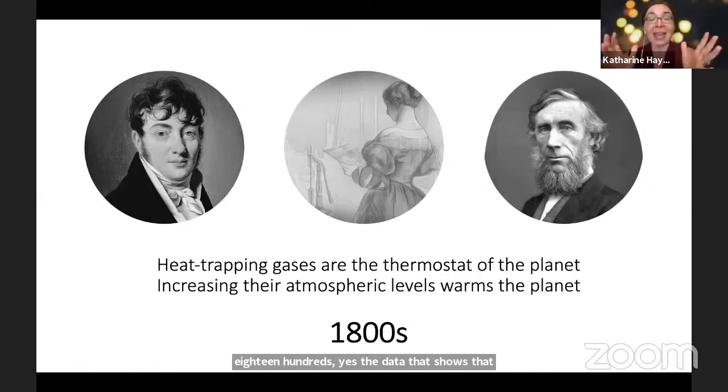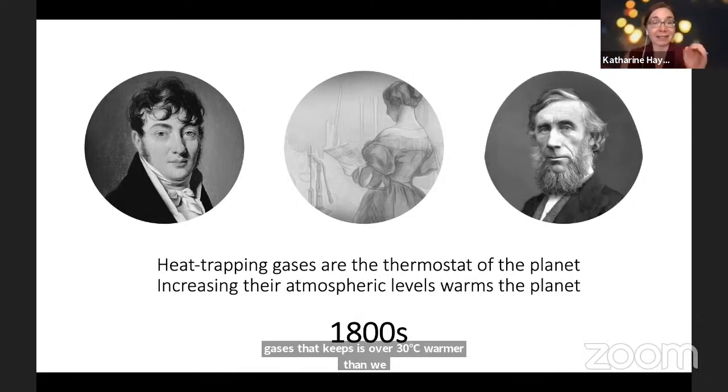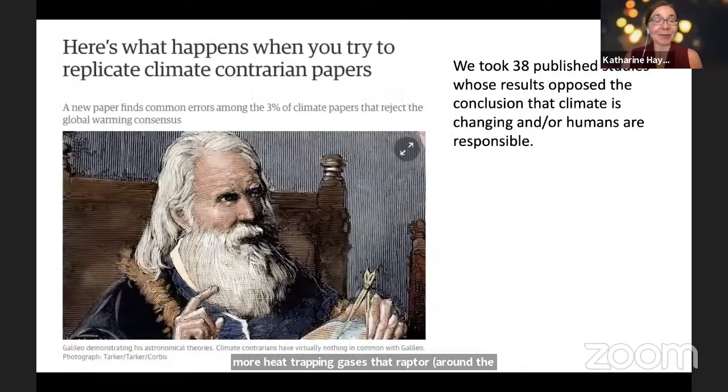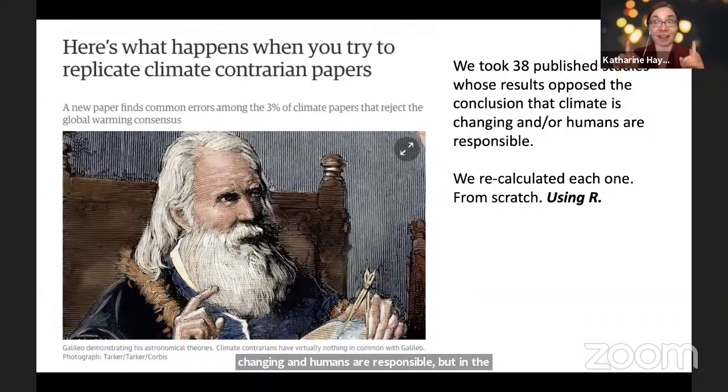The data proving that, and proving that that is why the world is warming, was collected and analyzed in the 1800s, before they had computers, let alone R. We use R, though, today to do all kinds of analysis. And one analysis we did a few years ago was this: there are thousands of studies that agree that climate is changing and humans are responsible. But in the last 10 years, there were 38 studies that found that that was not the case. So we took those 38 studies and we reanalyzed every single one of them from scratch using R. And what we found was that every single one of those 38 studies had at least one error in it.